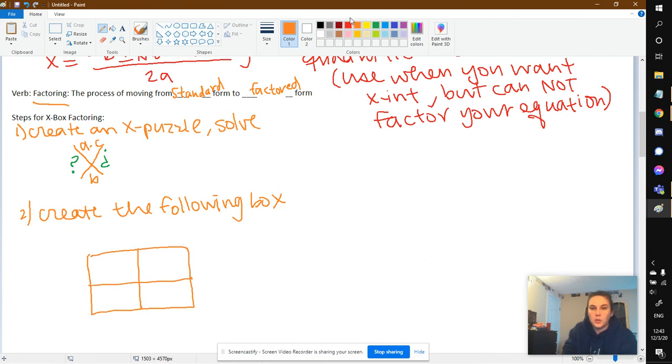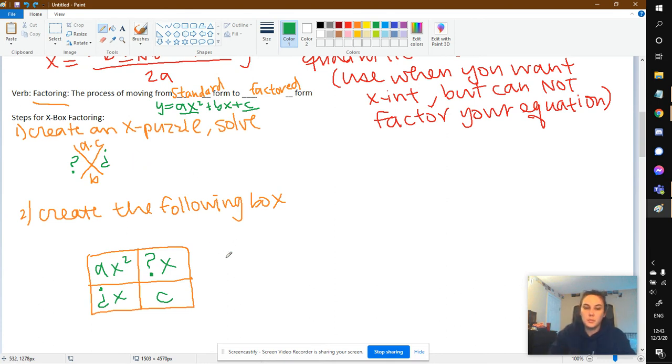And this is all for, sorry, if it's a standard form, we're going to say that this is our standard form, right? We'll create the following box. We always put the first term of the original equation here. We always put the last term of the original equation here. And then we put our two numbers that we found from our X puzzle in the diagonal boxes.